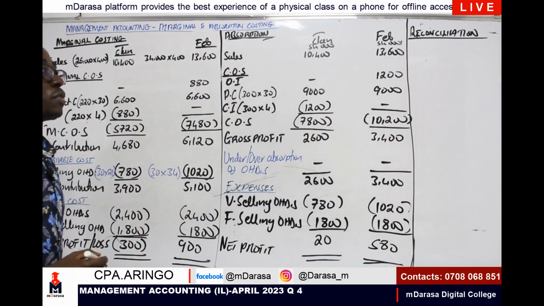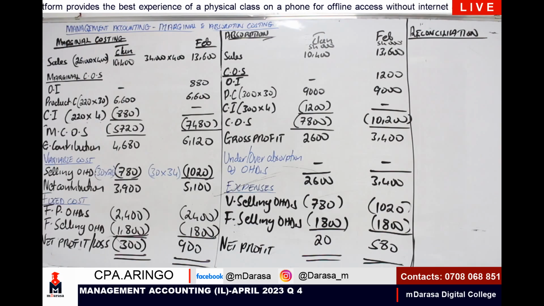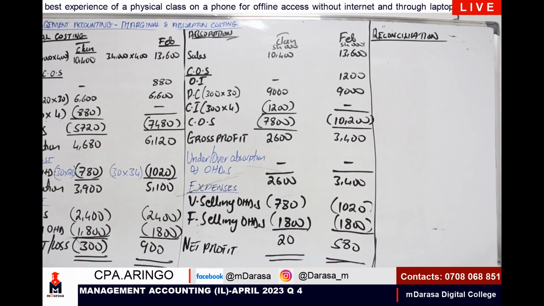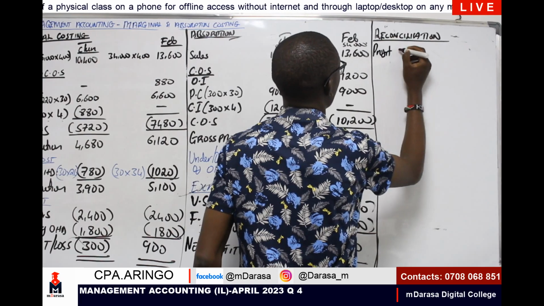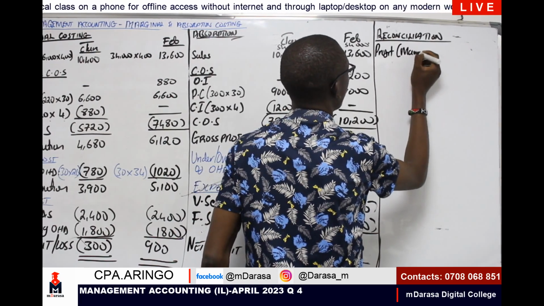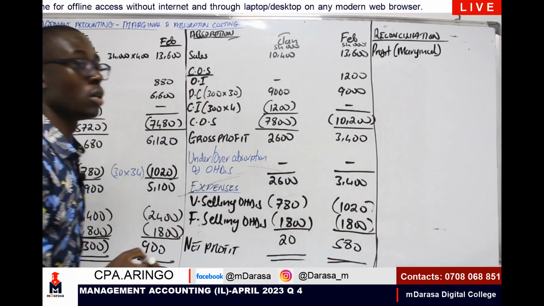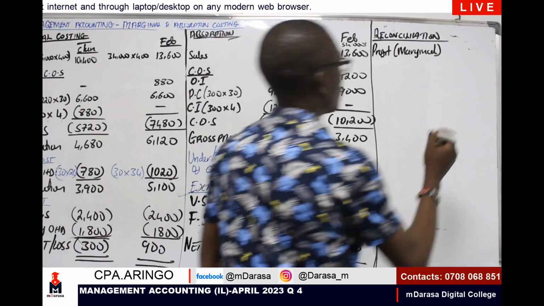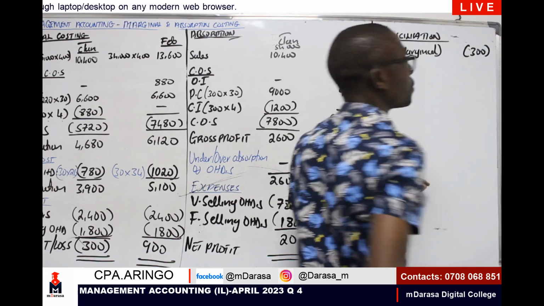So you start with the profit as per marginal, which will be how much? Profit as per marginal, I'm going to squeeze it here. Profit as per marginal, what did we have? These are what we had: a loss of 300. So I'm having a loss of 300. Right?